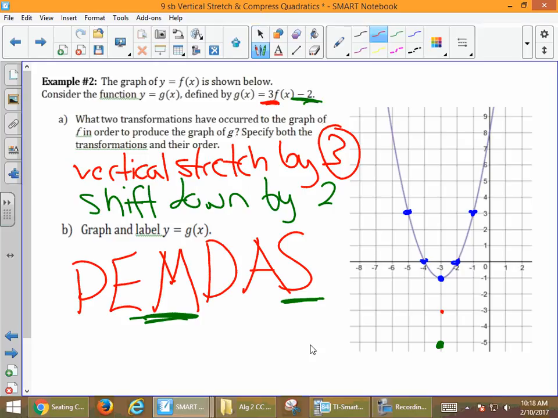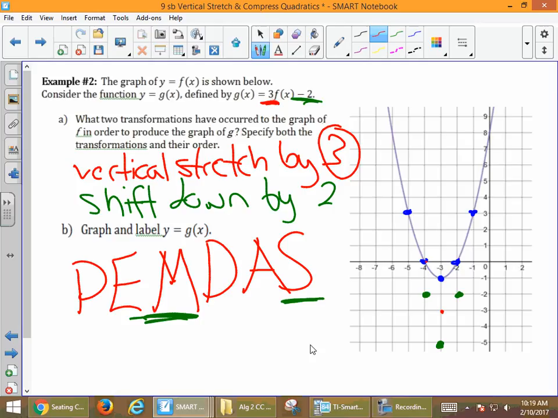So we're going to do the same thing with our other points. So negative 4, 0. The y-coordinate of this point is 0. So we're going to multiply 0 by 3, which, what does that give us? 0. And so the vertical stretch point is still going to be there, but now we have to shift it down by 2. So we're going to go 1, 2 below, and that's our transformed point. The same with negative 2, 0. 0 times 3 is 0. Then we minus 2, or we shift down by 2. So our new point is negative 2, negative 2.